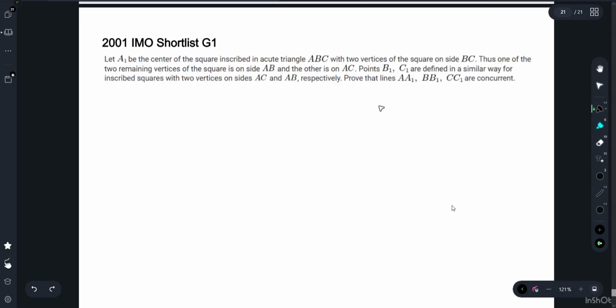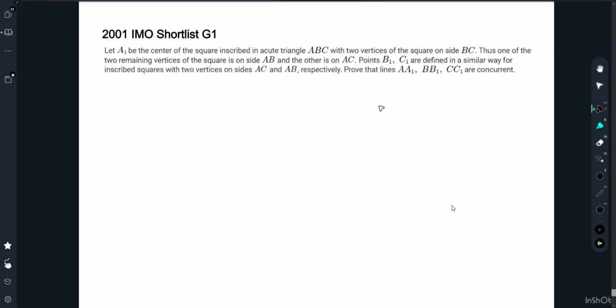Hello guys, today I'll be going over the 2001 IMO shortlist, the first geometry problem, G1. Let A1 be the center of the square inscribed in an acute triangle ABC with two vertices of the square on side BC. Thus, one of the two remaining vertices of the square is on side AB and the other on AC. Points B1 and C1 are defined in a similar way for inscribed squares with two vertices on sides AC and AB respectively. Prove that lines AA1, BB1, and CC1 concur.